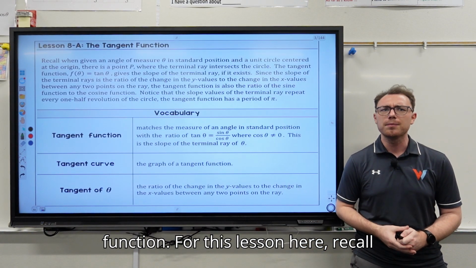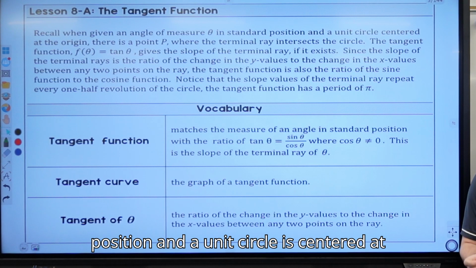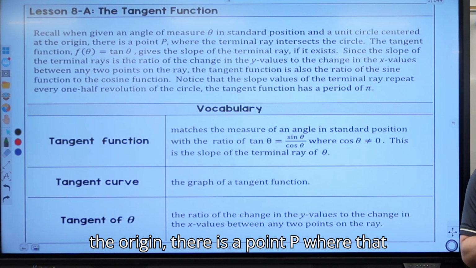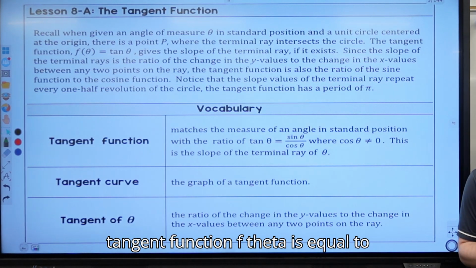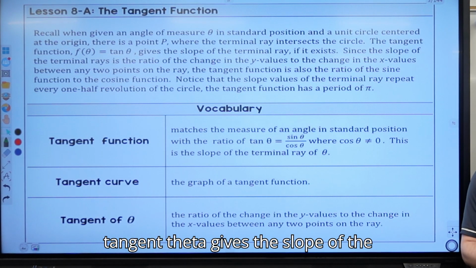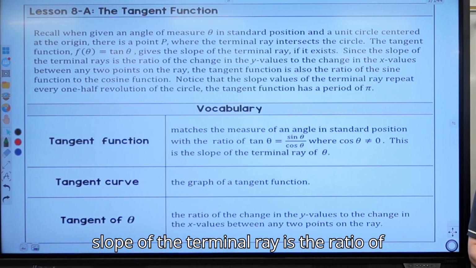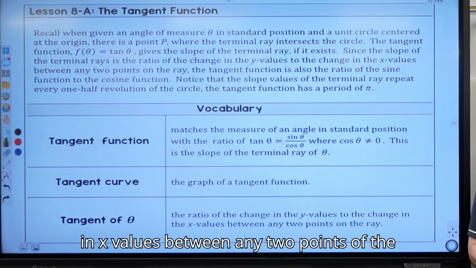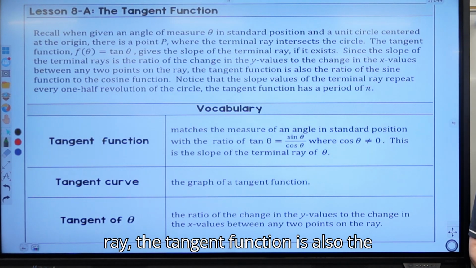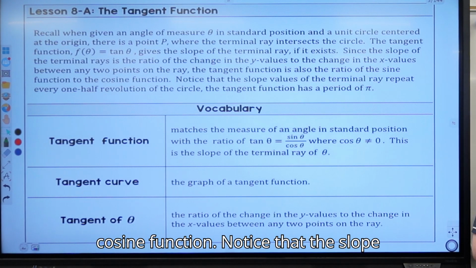For this lesson here, recall that when an angle of measure theta is in standard position and a unit circle is centered at the origin, there is a point P where that terminal ray intersects the circle. The tangent function f(theta) equals tangent theta gives the slope of the terminal ray if it exists. Since the slope of the terminal ray is the ratio of the change in the y values to the change in x values between any 2 points of the ray, the tangent function is also the ratio of the sine function and the cosine function.